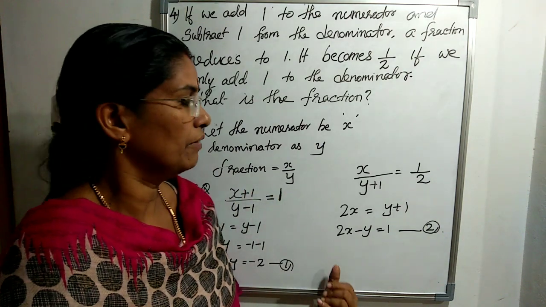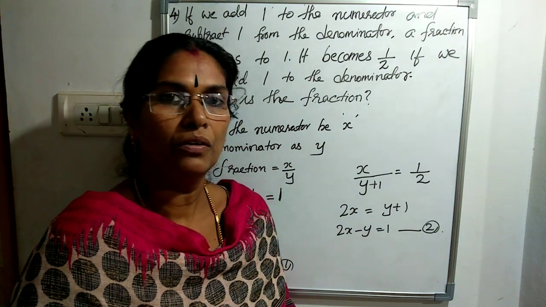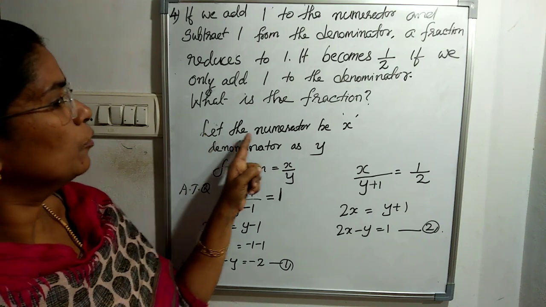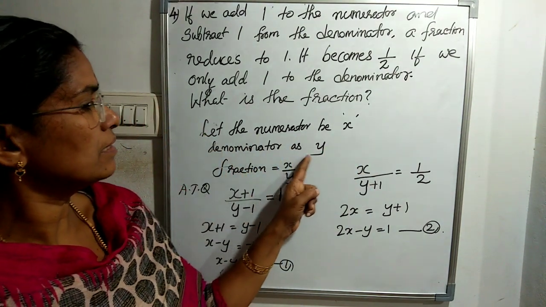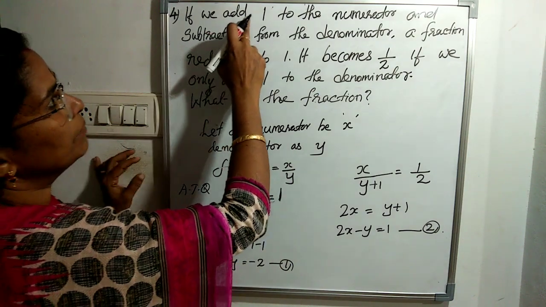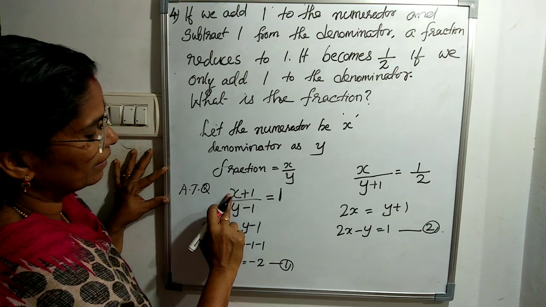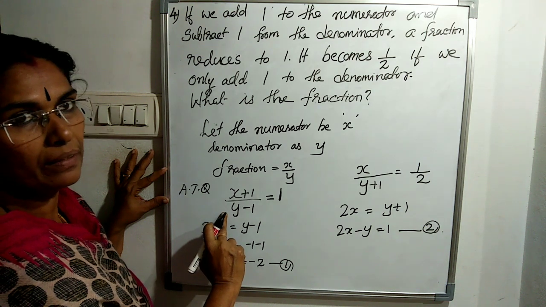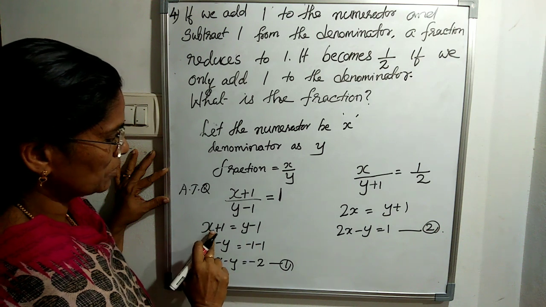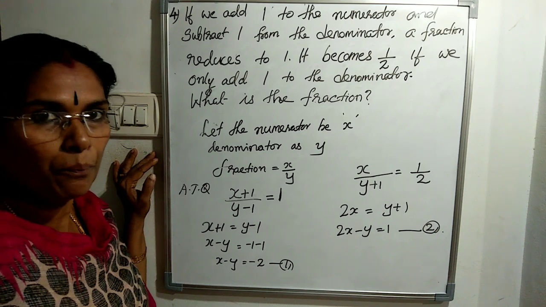Clear up to this? Okay, one more time. First, we have to write the given fraction. We take the numerator as x and the denominator as y, then the fraction becomes x by y. Now we read the condition once more: 1 added to the numerator and 1 subtracted from the denominator, so x plus 1 divided by y minus 1 equals 1. Now cross multiply and find the linear equation: x minus y equal to minus 2.